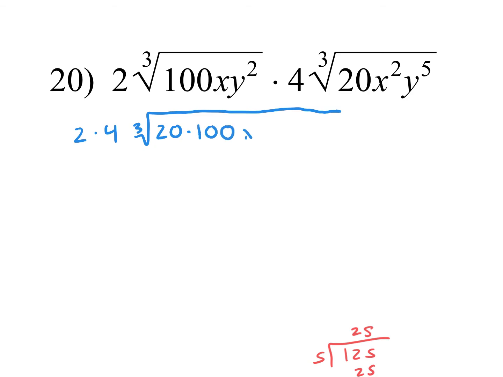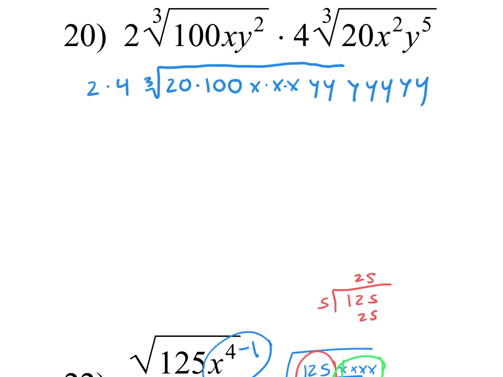Would you expand the x's and the y's? You could. So how many x's total do I have? Perfect. 3 x's and 7 y's. So I have 1 x from the first one, 2 from the second, and then 2 y's from the first one, 5 from the second. So let's break down our numbers. What are 2 factors of 20? 5 and 4.